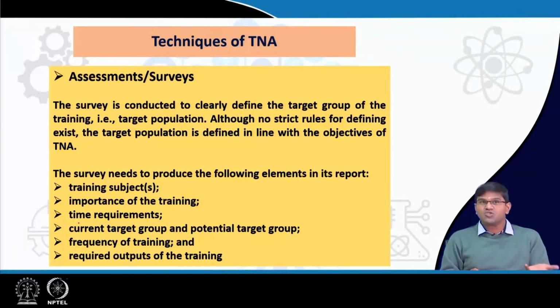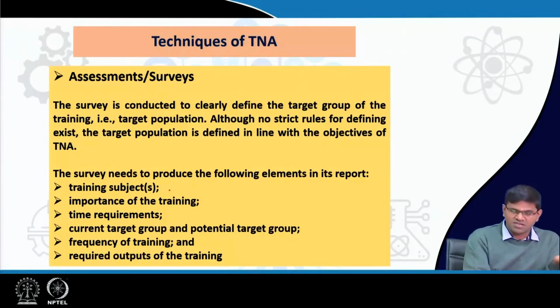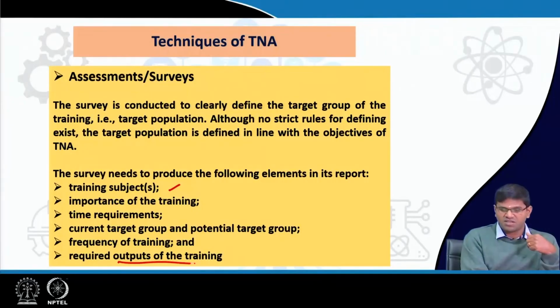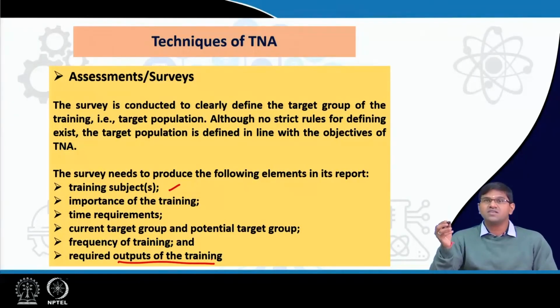So a survey needs to produce the following elements in a report. When you conduct a survey, you need to say what is the training subject, importance of the training, time requirements, who is the target group or a potential target group for the training, how frequently you are going to conduct the training, what is the duration of the training, and what are the required outputs of the training, meaning that out of the training program, what is the probable outcome which you are going to see from the training program.